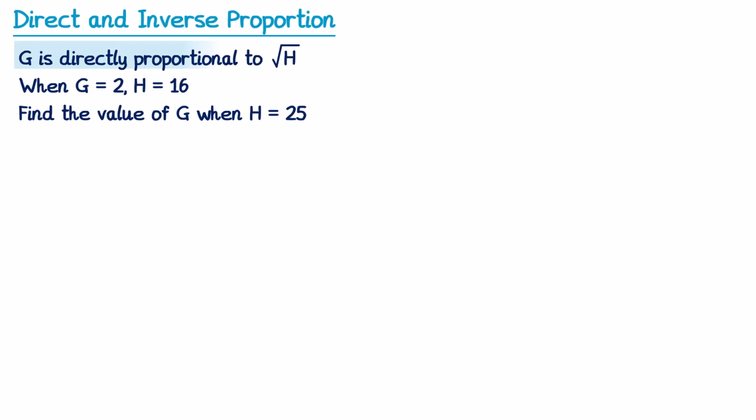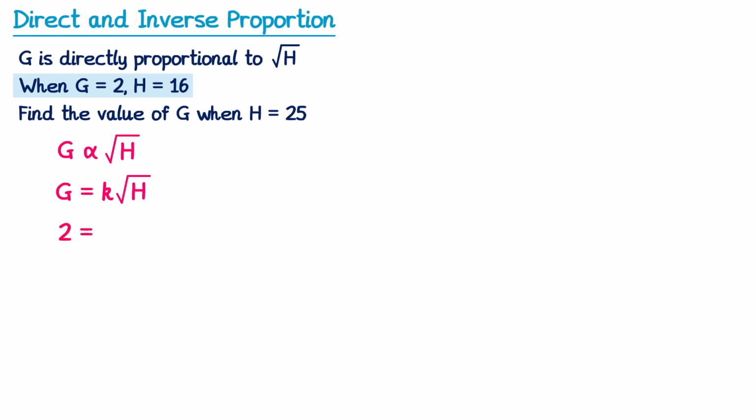So let's begin by taking this statement here and writing it down mathematically. G is proportional to the square root of H, which means there must be some constant K, which we can multiply square root H by to get G. So G is equal to K times square root H, or G is equal to K root H. Now let's substitute in the values we've been given.